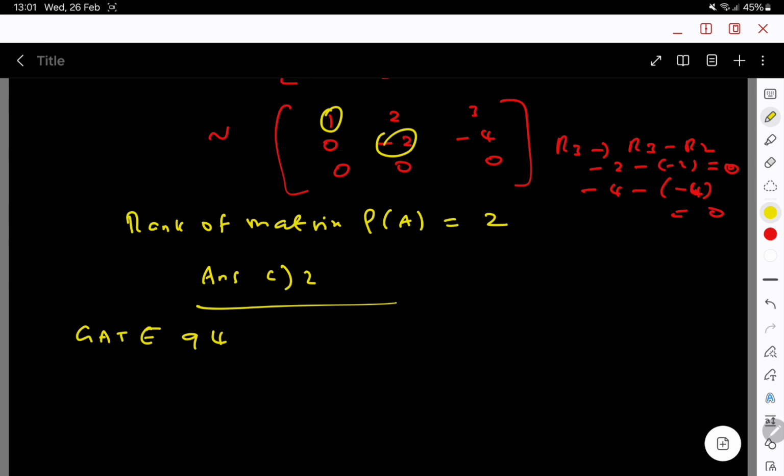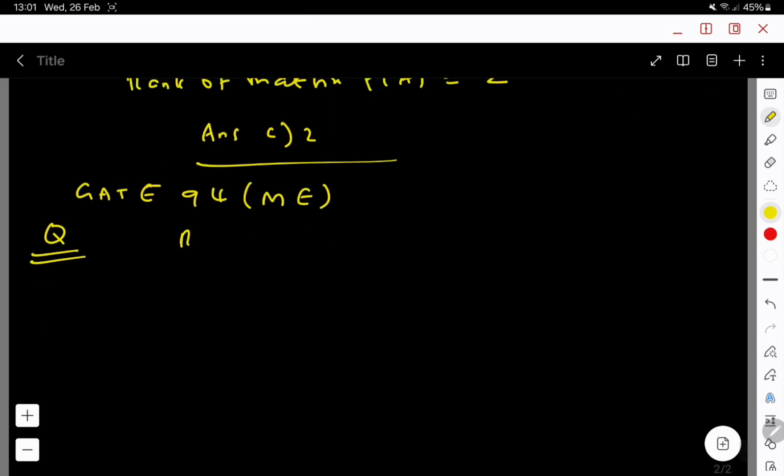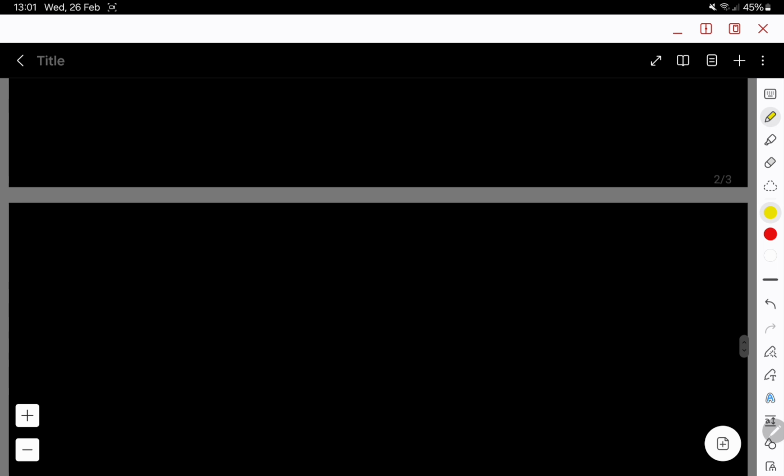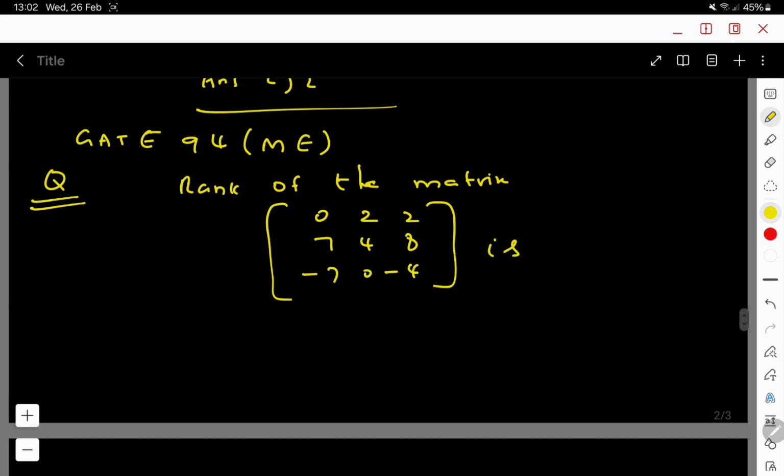Question: the rank of the matrix 0 2 2, 7 4 8, minus 7 0 minus 4 is 3. True or false?